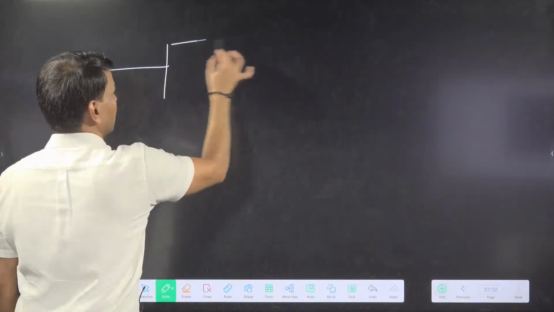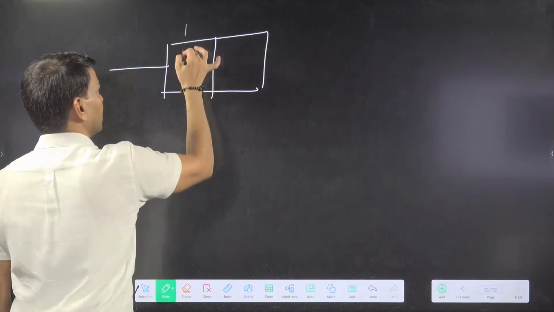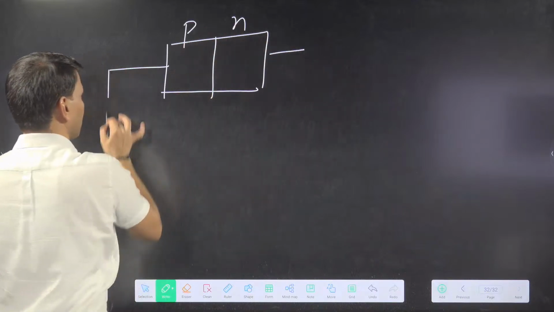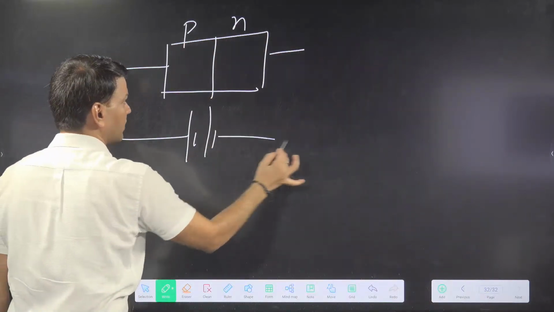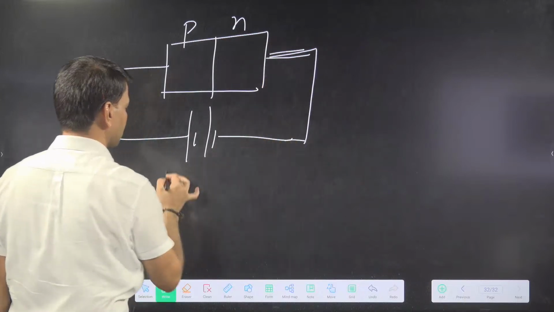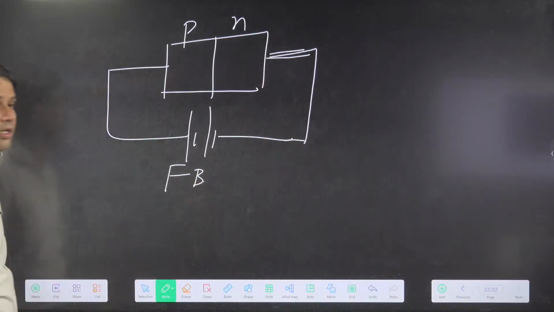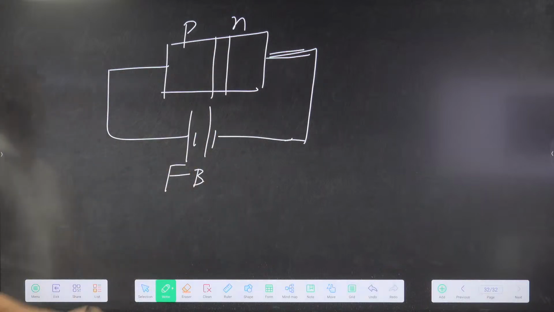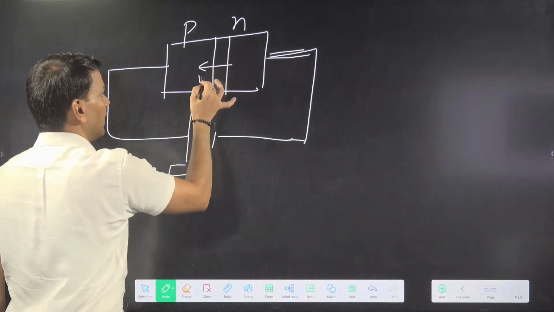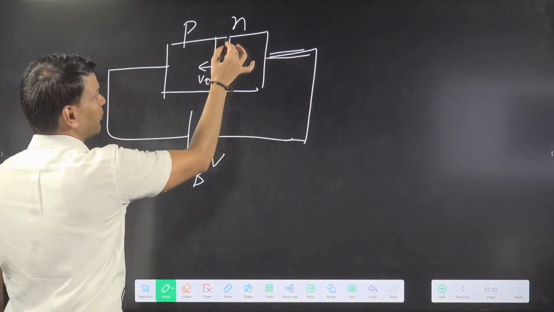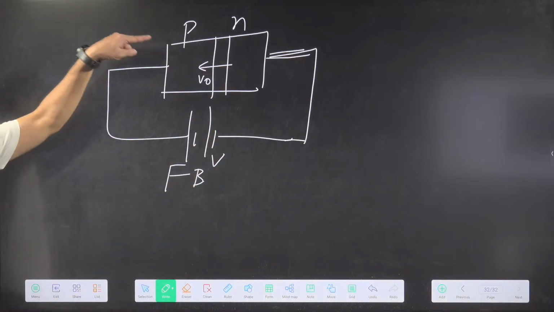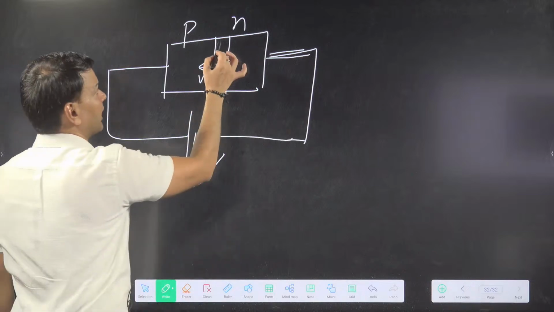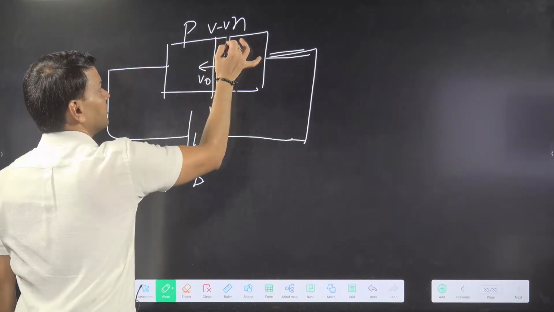Now, how will we represent forward biasing and reverse biasing? Suppose this is the PN junction. When P is at higher and N is at lower potential, then it is called forward biasing. In forward biasing, depletion layer thickness decreases. Suppose the depletion potential here is V0 and you are applying V. So what is the net potential here? V you are applying forward and V0 is the reverse. So net potential here you will get V minus V0.